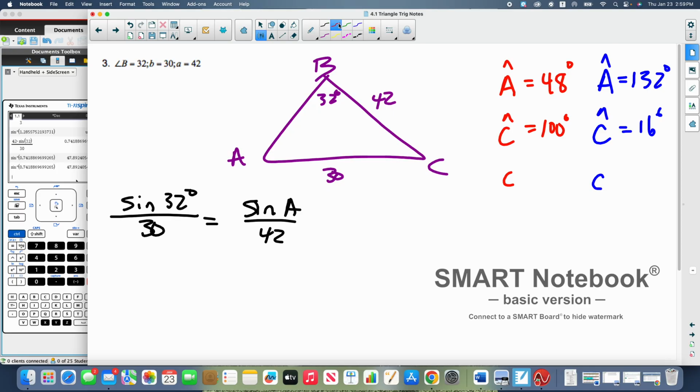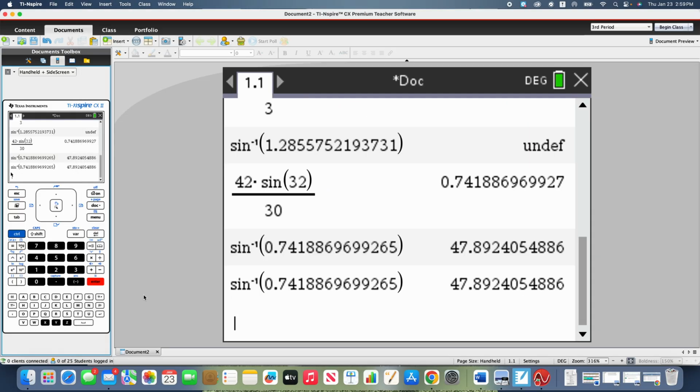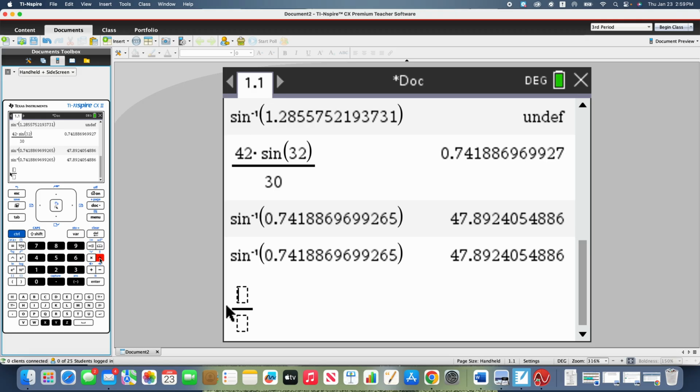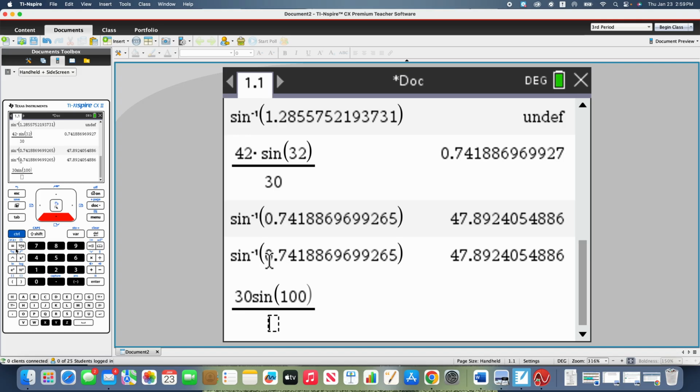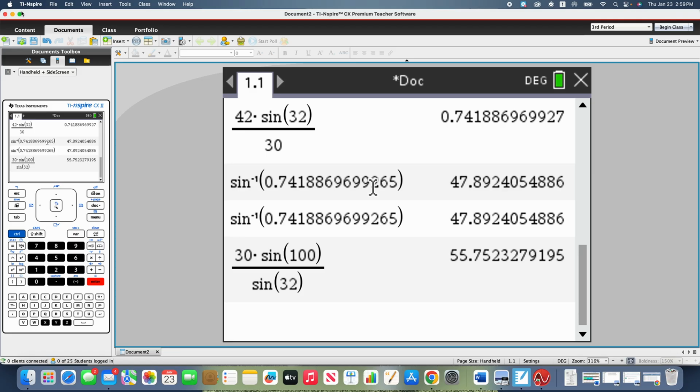So I'm going to go find angle or side C here. So I'm going to do the sine of 32 over 30, because that was what was given. That's the B's. And I'm going to do sine of 100 over C. I'm going to cross multiply and solve. I'm going to go 30 times sine of 100 over sine of 32. So 30 times the sine of 100 over the sine of 32. So that's 55.8.